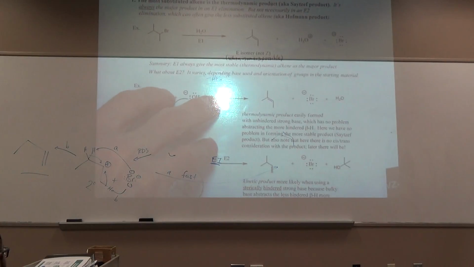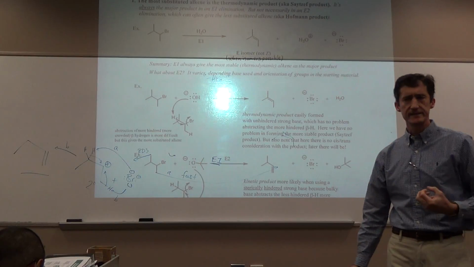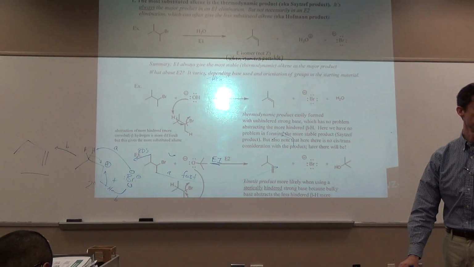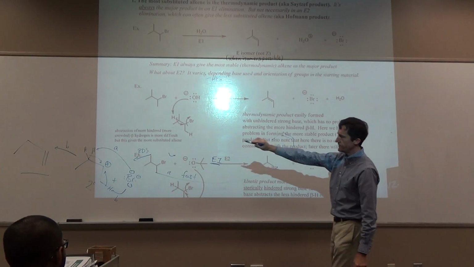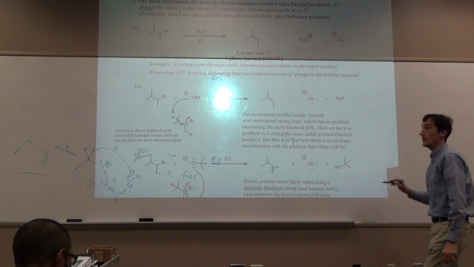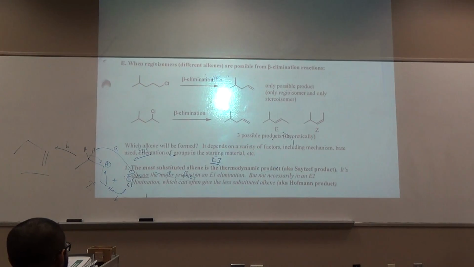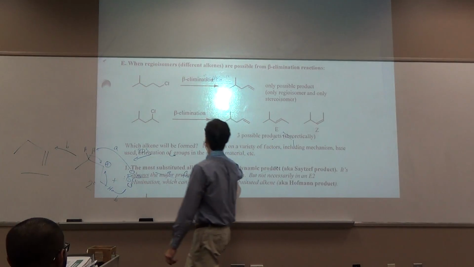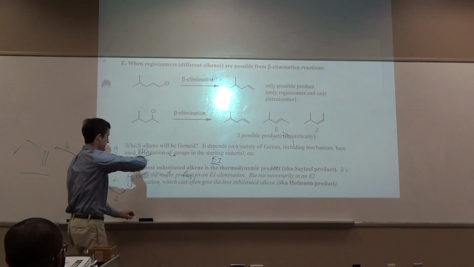Here we go. Elimination has a bit more intricacies than substitution. And I alluded to it here. This alkene versus the other, that was regiochemistry. And also had stereochemistry, cis versus trans. So here's our systematic look at it. What about when regioisomers are possible?